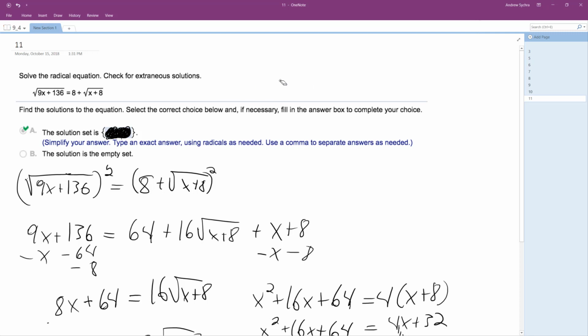What about negative 8? It's a little bit different. So negative 8, it's going to be negative 72. It's 136 minus 72. So this ends up being 64. Okay, so that ends up being just 8. And then 8 plus the square root of negative 8 plus 8. Well, that ends up being 0, so 8 equals 8. So, yeah, our solutions are negative 4 and negative 8, and that's correct.